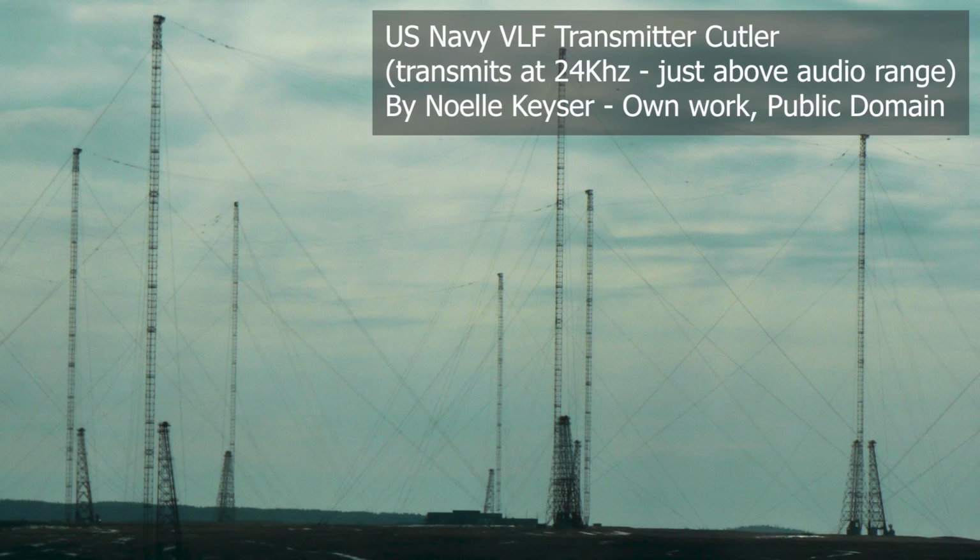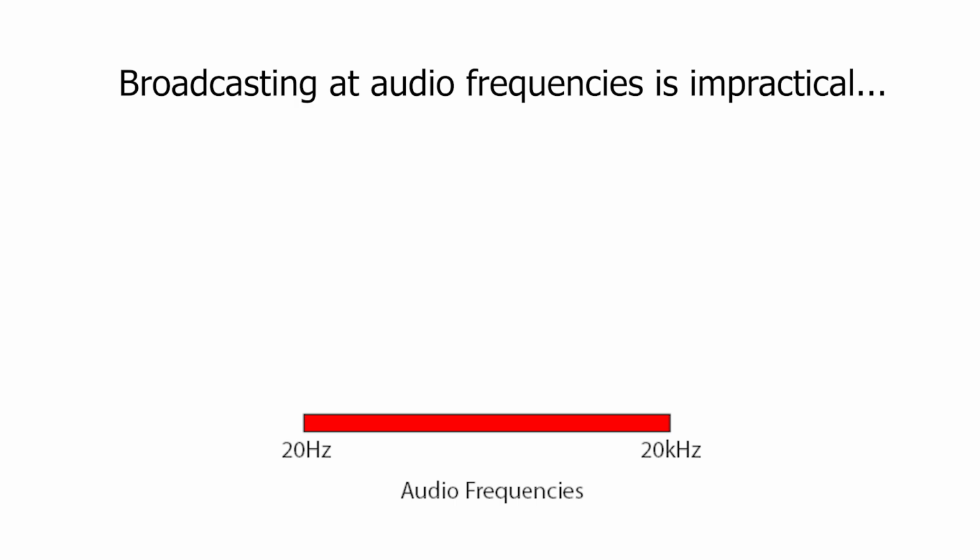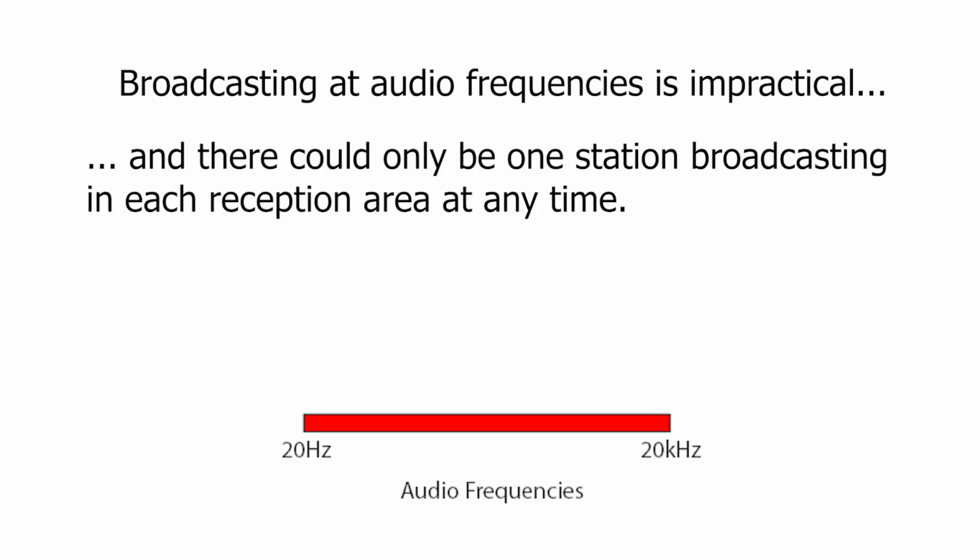Having said that, and as an interesting side note, submarine communications are sometimes transmitted at very low frequencies, but this requires very specialized antennas that are several kilometers in length. But there's another issue. Even if it were practical to broadcast and receive at audio frequencies, you'd only ever be able to receive one broadcast at a time, at least without them interfering with each other. But in reality, we want to be able to receive multiple radio stations.